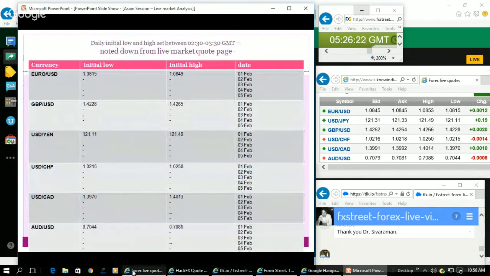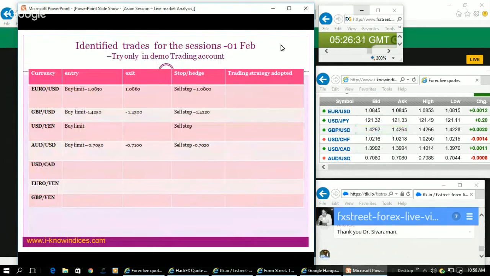So these are all the initial lows and the highs and the trade recommendations I have included in it.